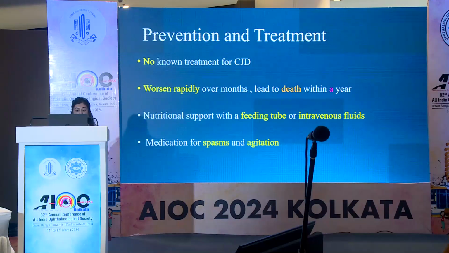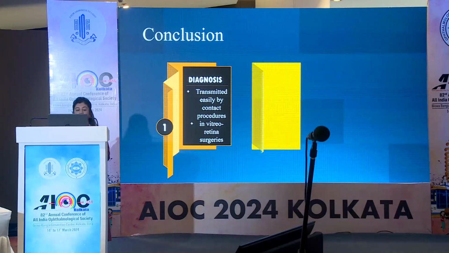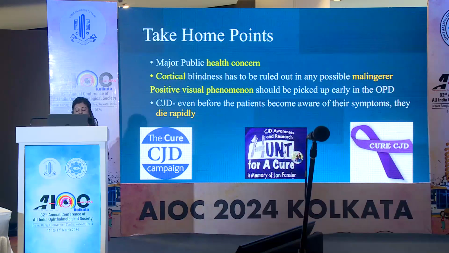Coming to prevention and treatment, there is no treatment, and it worsens rapidly. Medication will be given for spasm and agitation. Diagnosis is easily contracted by procedures like in vitro retina surgery. ERG testing can be done before any visual symptoms, and it has a possibility of malignant.